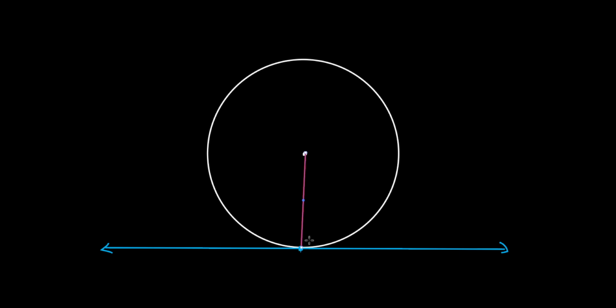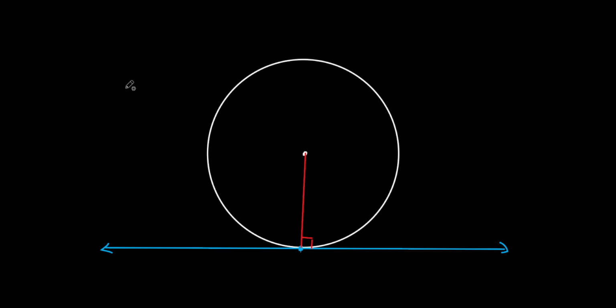So if I drew that to there, what kind of angle did I just form? What does the theorem say? It is perpendicular to the radius at the point of tangency. So this red one and this blue one make what kind of angle? A right angle, because they're perpendicular.